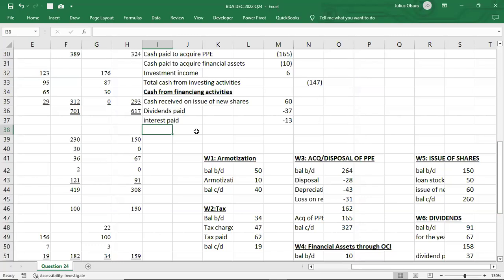So what do we do here now? We now get our total cash flow from financing activities, because we are done with financing activities, there's nothing more. So this will be 10.